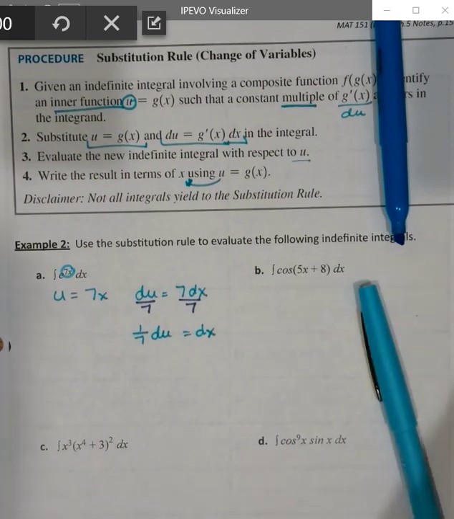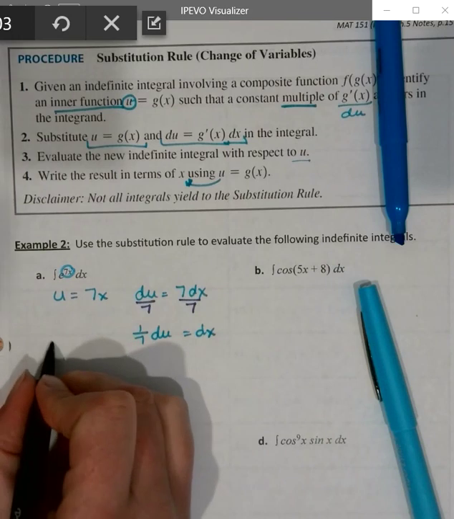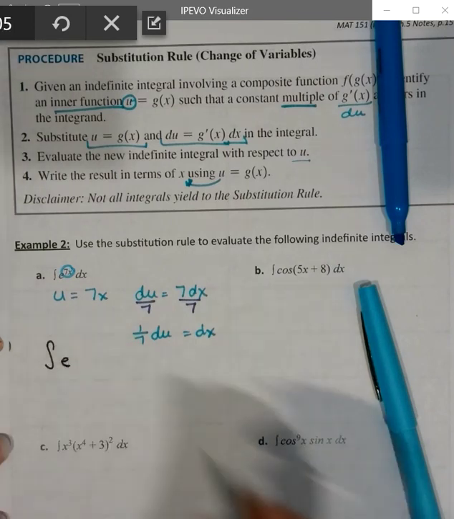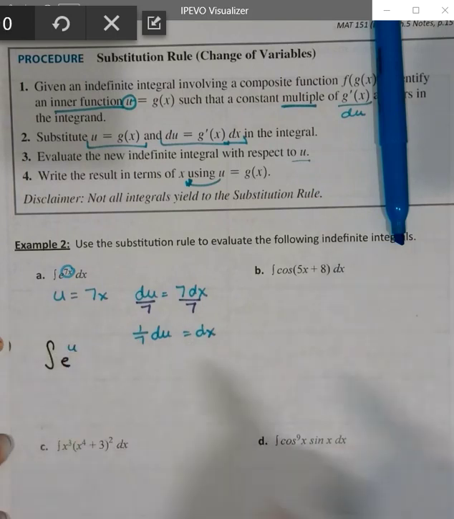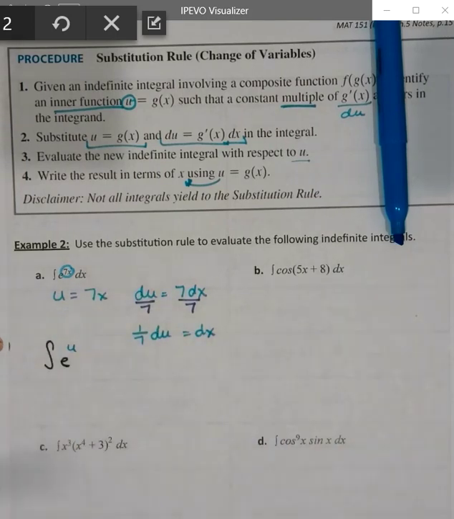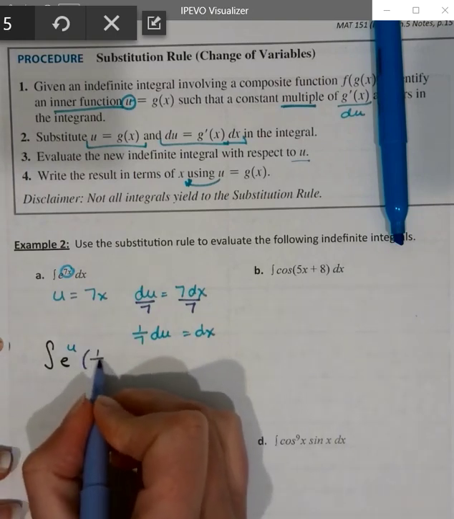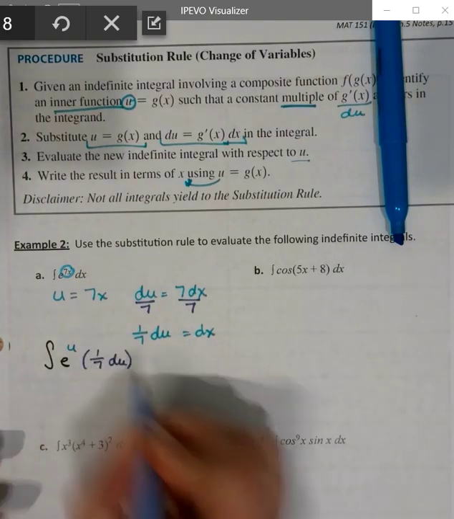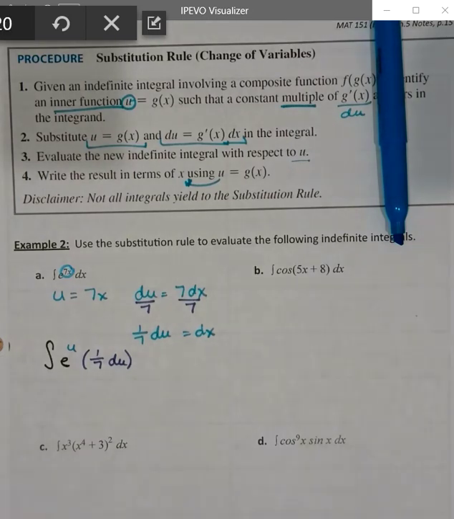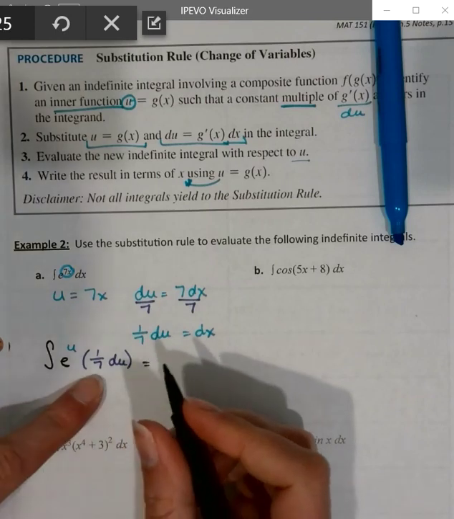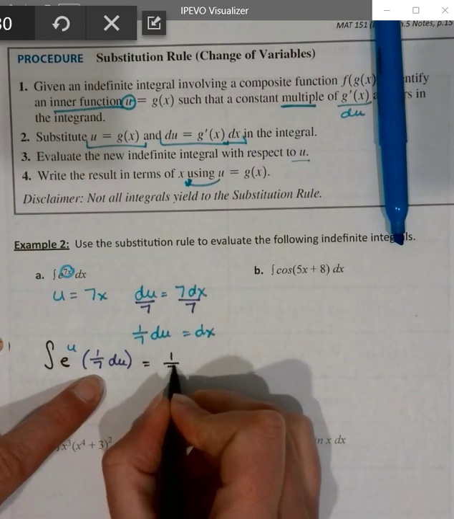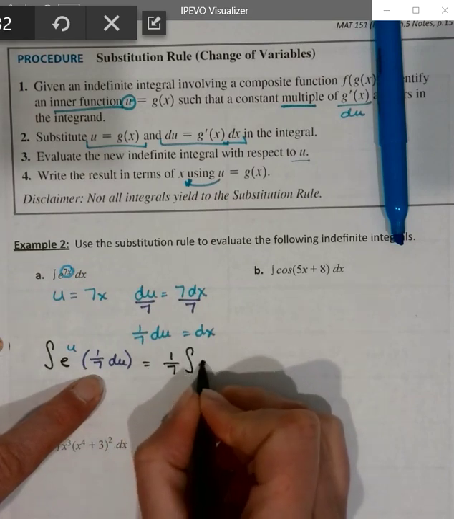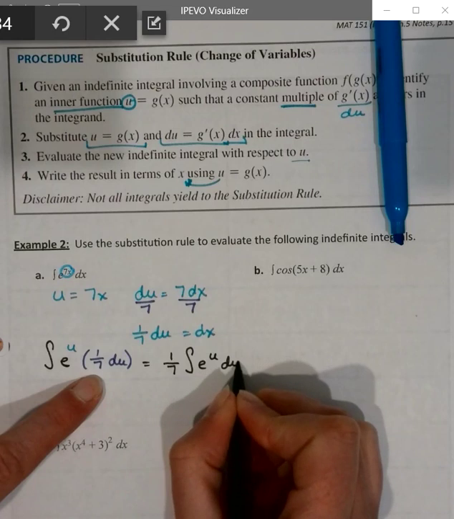So our integral is going to become the integral of e to the, instead of 7x, it's u. And then instead of dx, we're going to have 1/7 du. Okay, now after a little bit of rearranging, we can write this, because 1/7 is a constant multiple, it does not have a variable with it, it's a multiplicative constant. I can actually pull it out in front of the integral. So I have 1/7 integral of e to the u du.